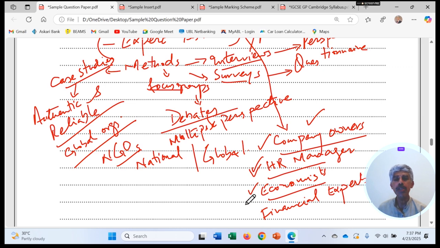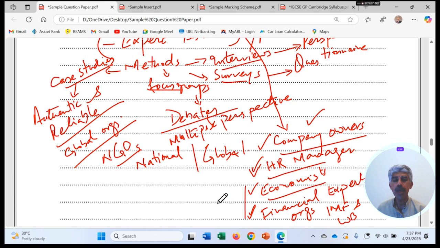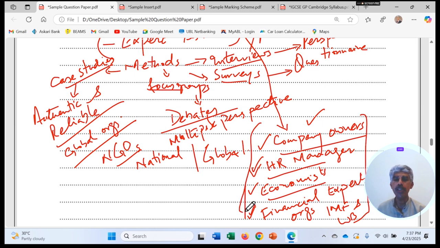And in the same way, the economists who are conducting research on the issue of job placements because of the digital era, their interviews can be very effective for the sake of testing this claim. And the financial experts and even the financial organizations like IMF and World Bank can be very effective. Their data and reports published elsewhere can be very effective for testing this claim. These are the expert testimony related data you are supposed to explain.